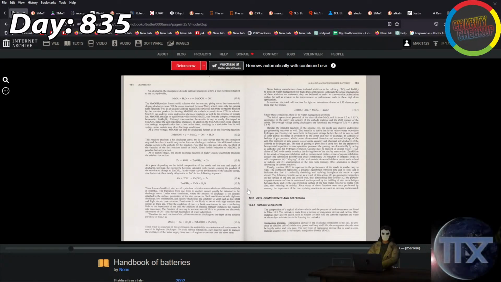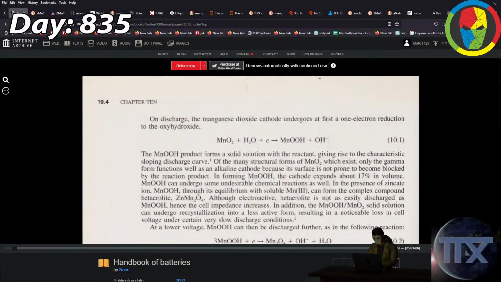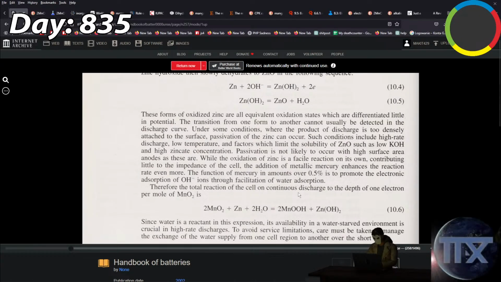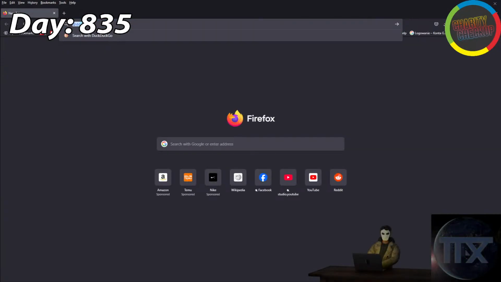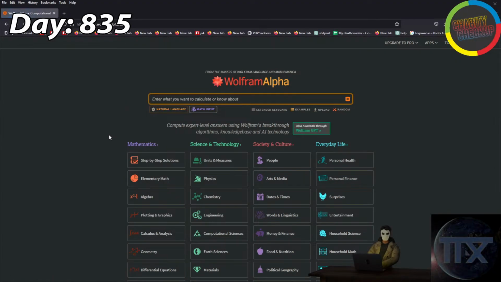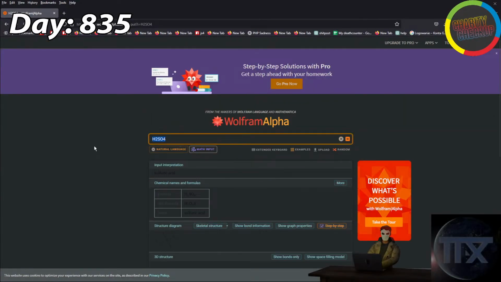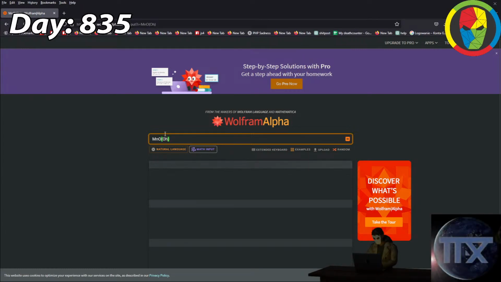I'm trying to figure out what the structure of manganese oxyhydroxide is. The problem being that apparently no one on the internet even believes that that molecule exists except for a book. Oh, what about Wolfram Alpha? Do they have any chemistry tools? I am so glad you joined in. Wolfram Alpha usually does weird stuff like that. I think Wolfram Alpha has chemistry. Molecules, and then... I am so glad you joined in. Sometimes I'm helpful.